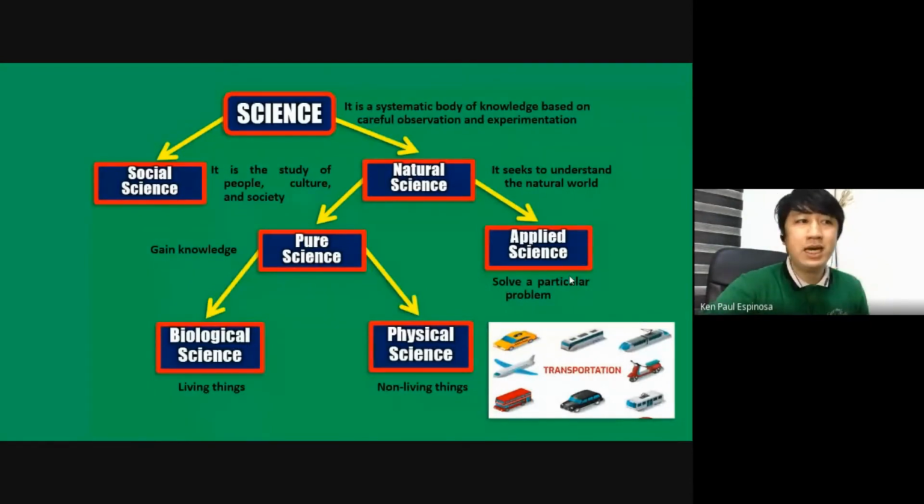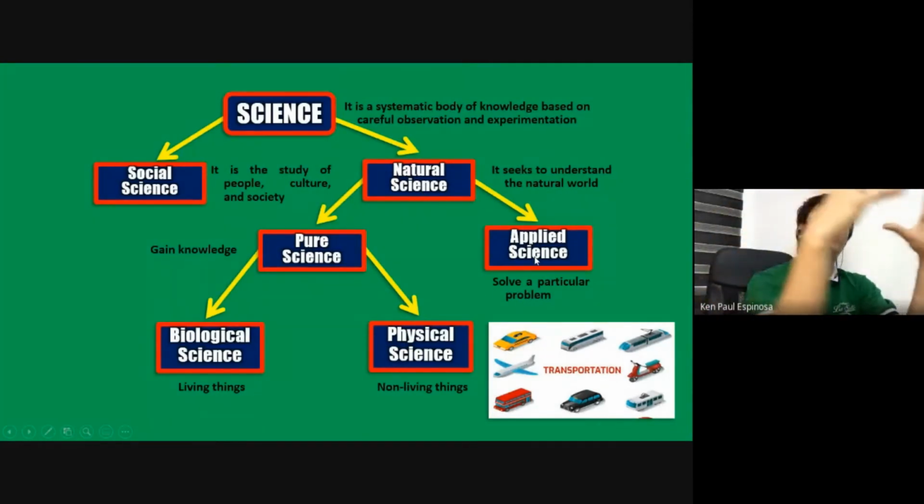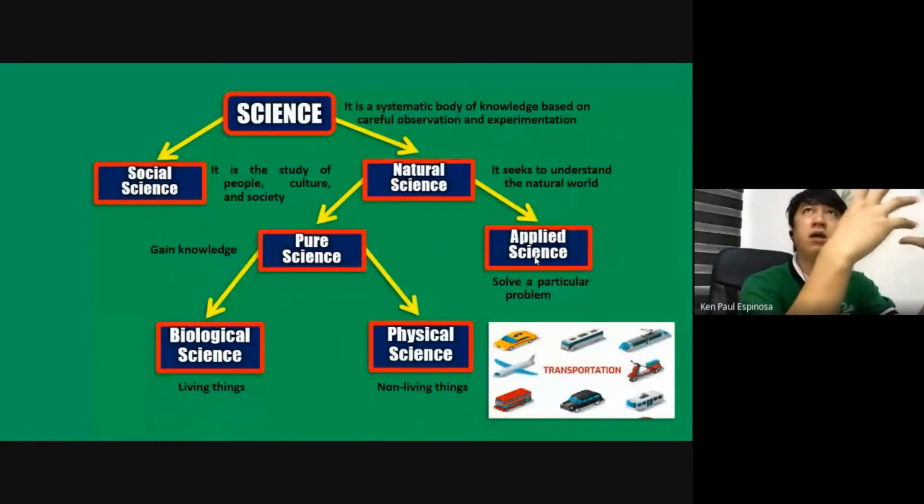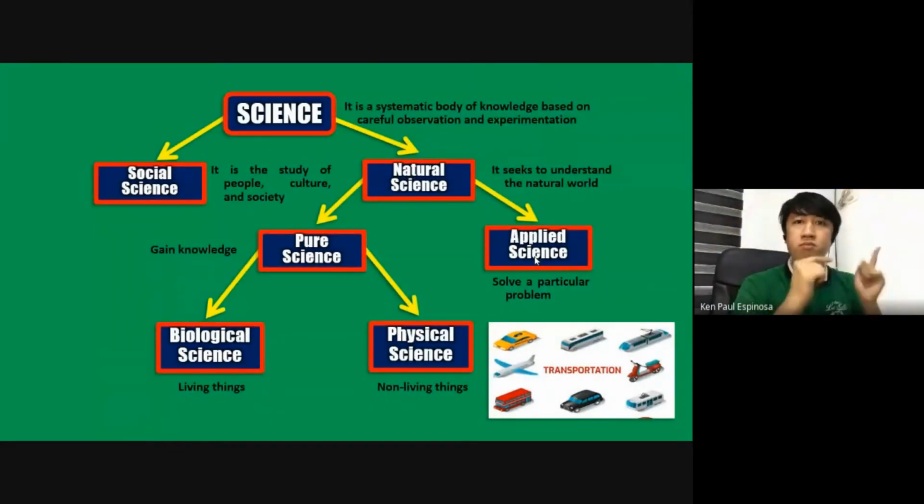Okay. So, applied science is a branch of natural science, and natural science is a branch of science. So in applied science, you have to think of a solution. You have to gain knowledge. You have to gain researches to address the problem of the society because there's a problem in transportation, which is related to physical science ng non-living things.